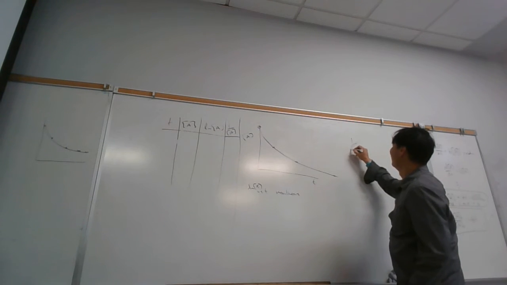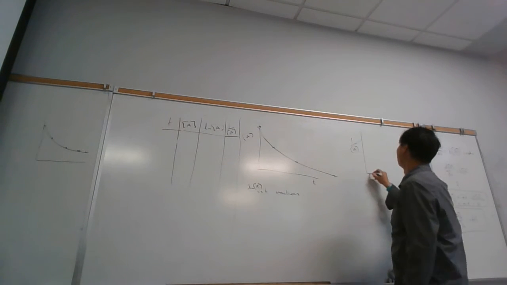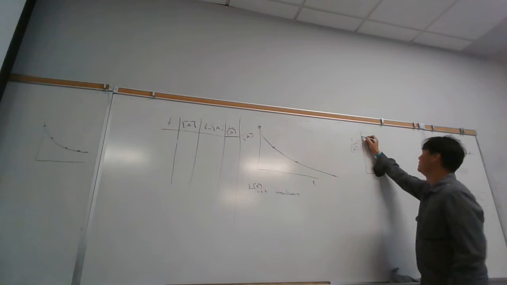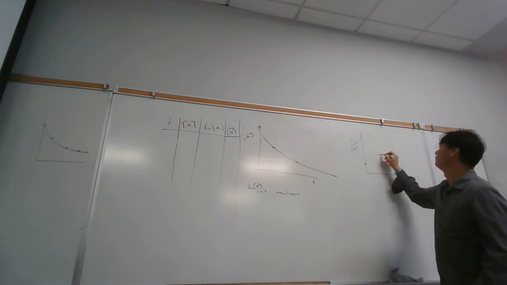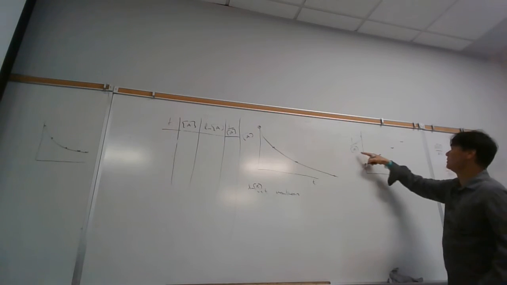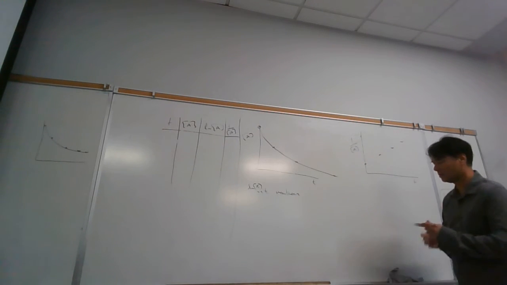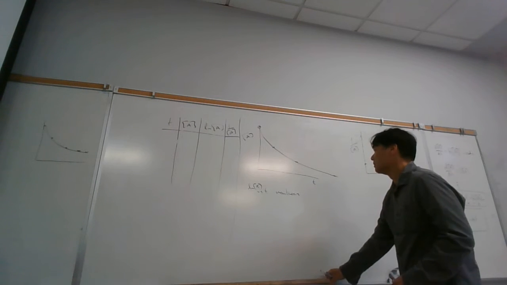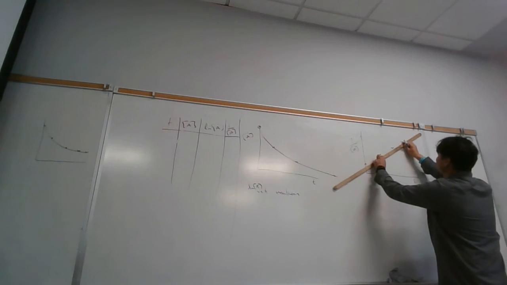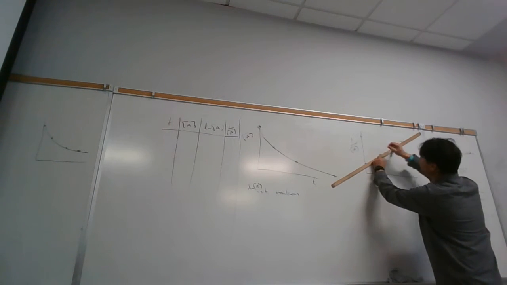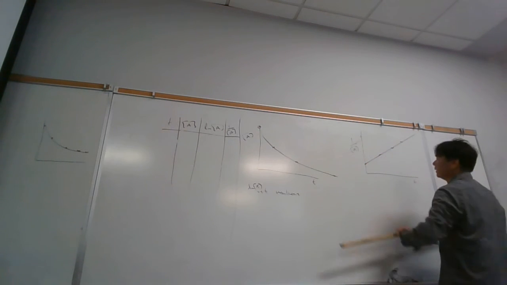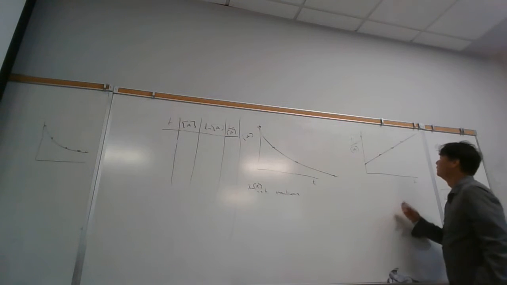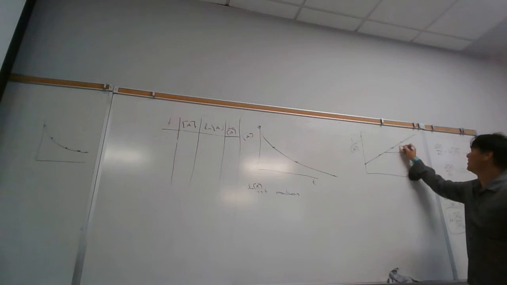But if it's hard to tell, then what we can do is plot out 1 over A versus time and then see, does it come out linear or nonlinear? This is inverted, so this curve doesn't have a negative slope, it actually has a positive slope. So this should come out linear, and the slope of this is just equal to k.